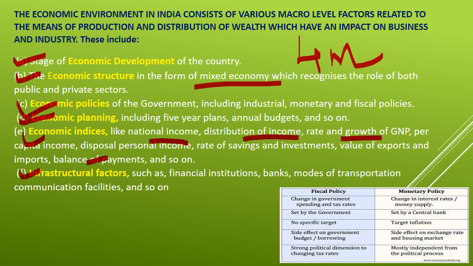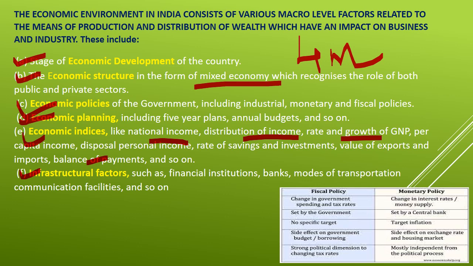So when we talk about the economic reforms on a macro level, these are the factors which are affecting the economic reforms. So what are the factors? The economic development, economic structure. If you see, the easiest thing is all these points start with the word economic. So you just need to remember economic development, structure, policies, planning, indices, and then infrastructural factor. Okay, so I'm not going to spend a lot of my time explaining this topic because it's very simple and we don't even know if it may come, may not come. So let's move into the next topic.